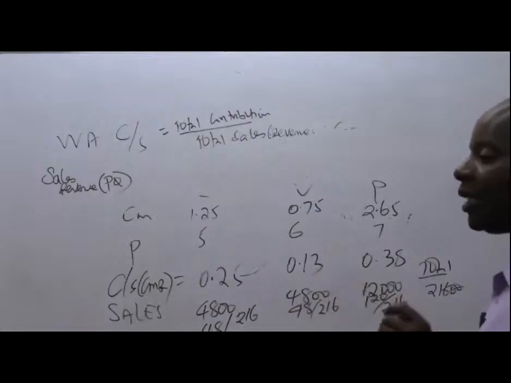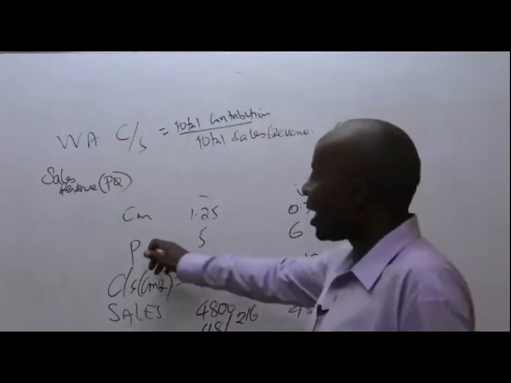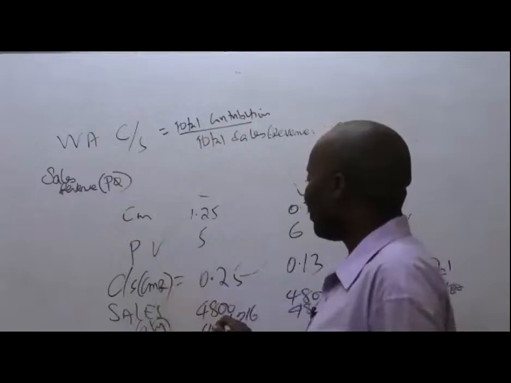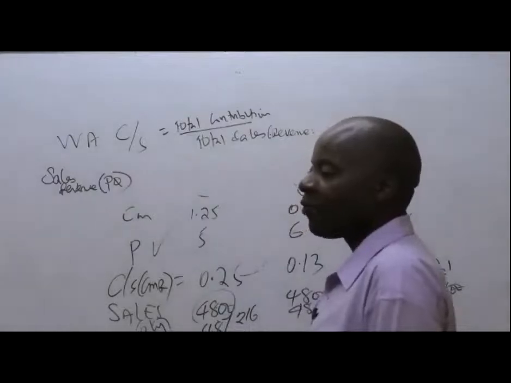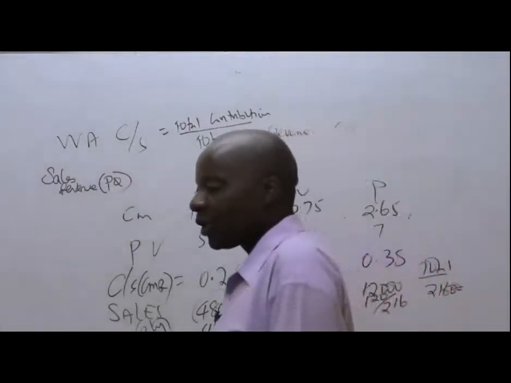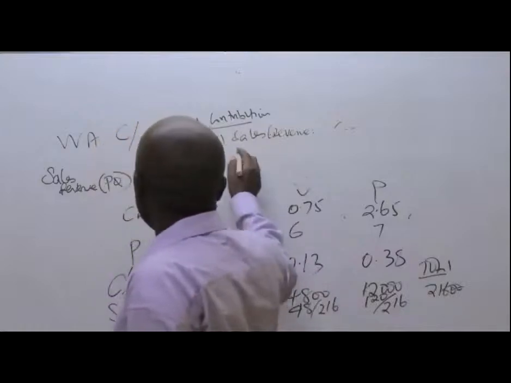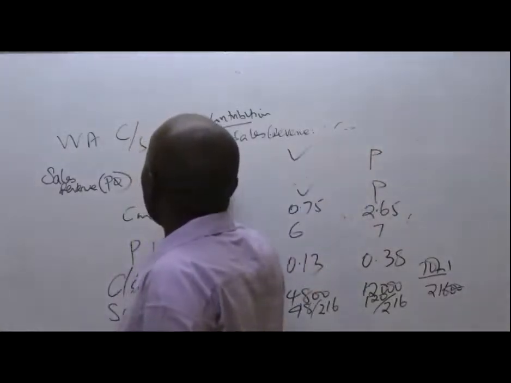So I've given you a hint that to get sales revenue, we normally take price times quantity. So we have the price here and we have the quantity there. So 5 times 4,800, 24,000 according to Lokai. Thank you very much. So in this case, the sales for C is 24,000.